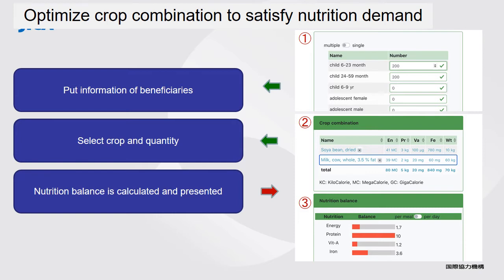Third, based on the information, the application will return the result of a nutrition balance for the selected commodity. In this case, protein is satisfied 100%, and for other types of nutrients such as energy, vitamin A, and iron, satisfaction is between 12% to 36%.